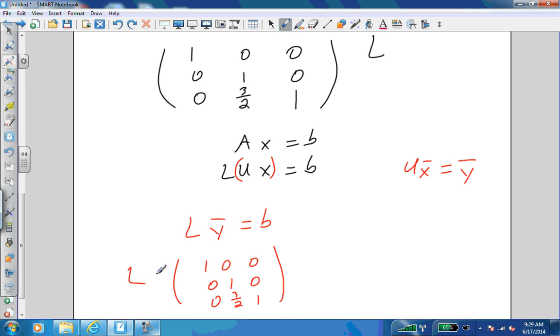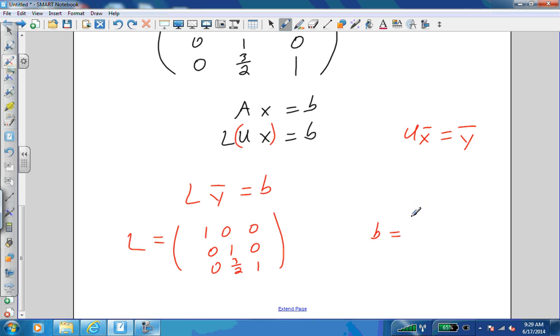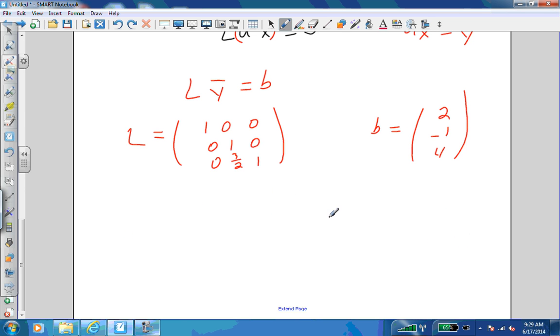That's our lower. Our new B, remember, was 2, -1, 4. So we're going to use L and B to find Y. So Y1, no Y2s, no Y3s, so Y1 is 2. No Y1s, Y2, no Y3s, so Y2 is -1.